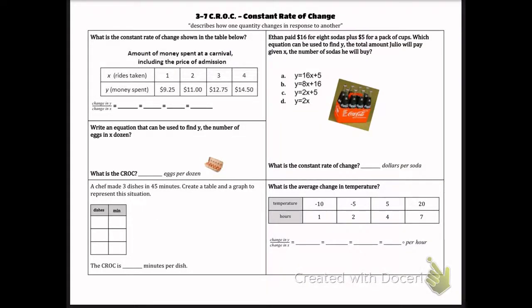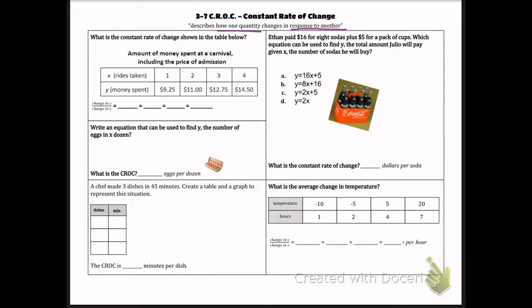In Unit 3, Lesson 7, we're looking at something called constant rate of change. We've already visited this idea a little bit when we talked about proportional versus non-proportional. When we're talking about constant rate of change, what we mean is how does one quantity change in response to another? Specifically in math, we're talking about how your y values change in response to your x values. For example, your x values might represent the number of hours that you work at a part-time job, and your y values could represent how much money you make. How much money you make responds to how many hours you work. So that's what we're talking about with constant rate of change.